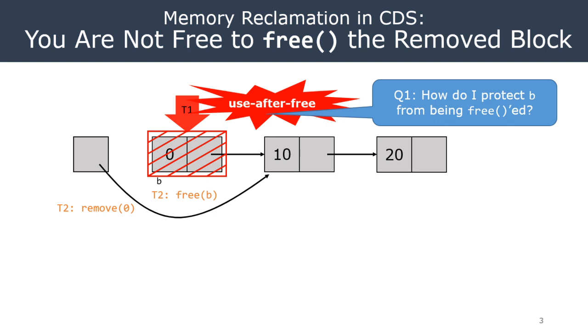Okay, so in order to prevent such a bad thing, in order to prevent such a use after free error, we need to do two things. So we need to somehow synchronize multiple threads in such a way that they do not incur use after free, even for those blocks that have been detached from the linked list or other data structures. And in order to design such an algorithm, we usually focus on two aspects. The first aspect of the algorithm is this. Q1. How do I protect B from being freed?